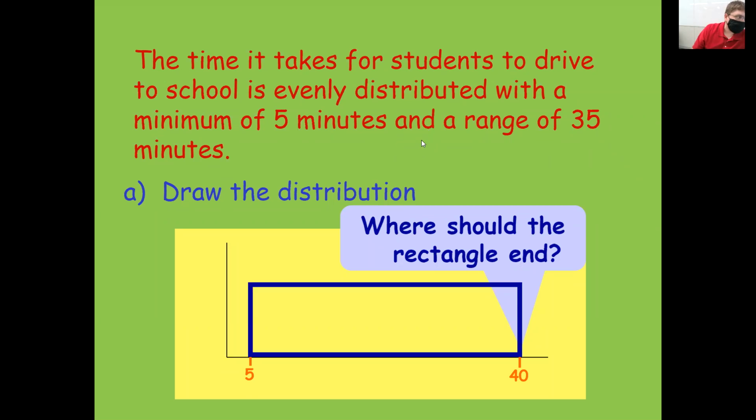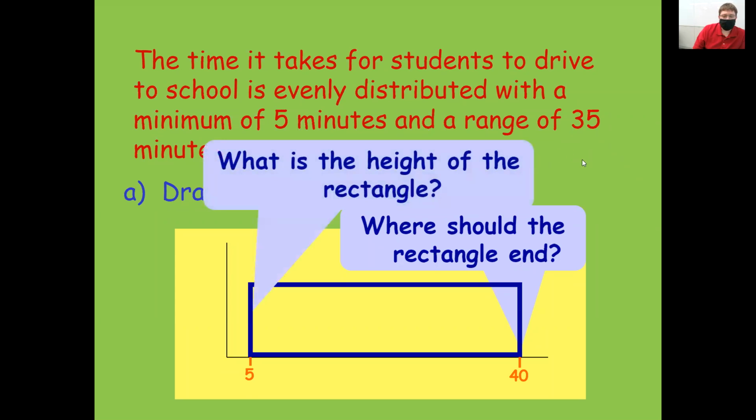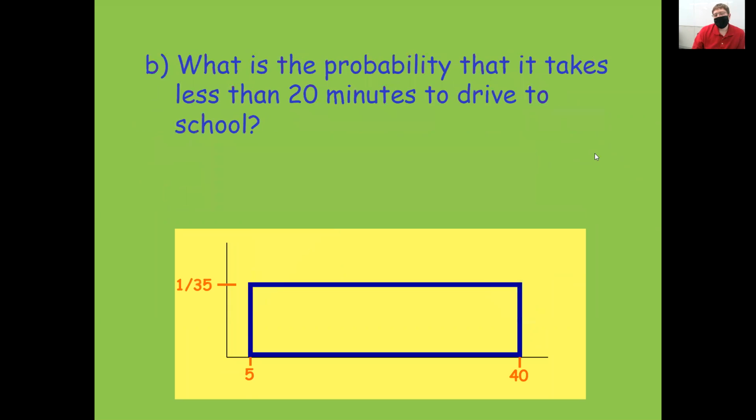Again, this can just be a sketch. We're not looking for presentation grade drawings every time. The height, remember, is always going to be 1 over whatever the range is, because we learned last time that the area of the whole rectangle is equal to 1. So that means 1 is equal to the height times the range. So if we do a little bit of algebra, 1 over r will always be the height of the rectangle. So in this case, you got 1 over 35. So if you know what your range is, you know what your height is.